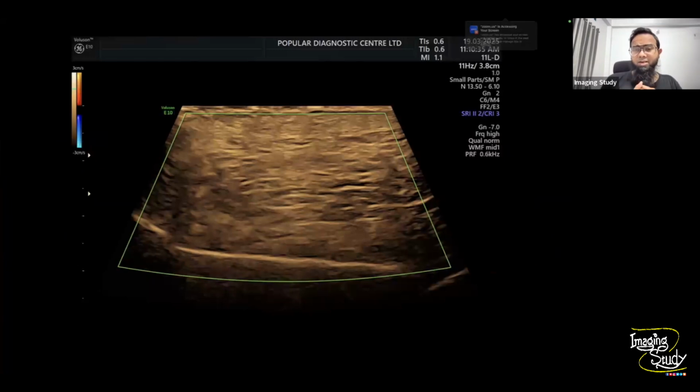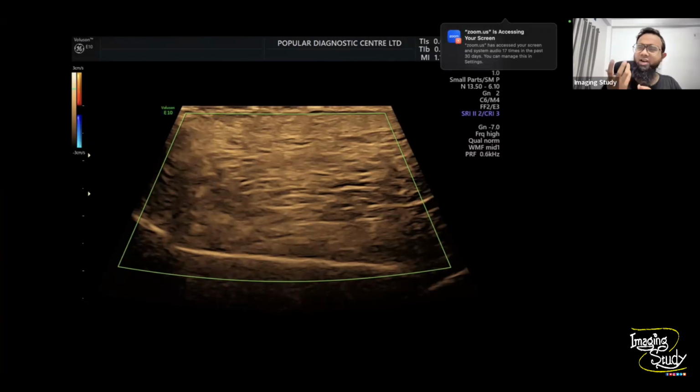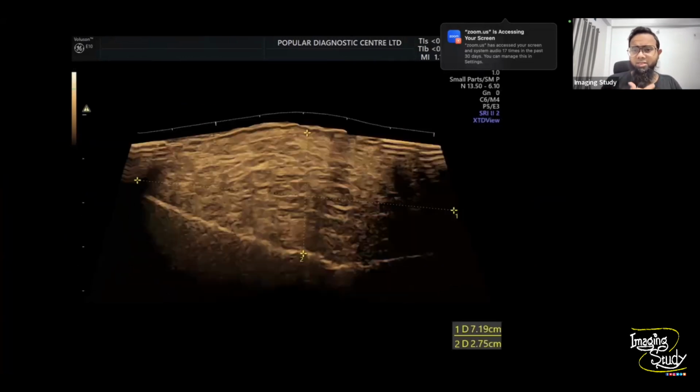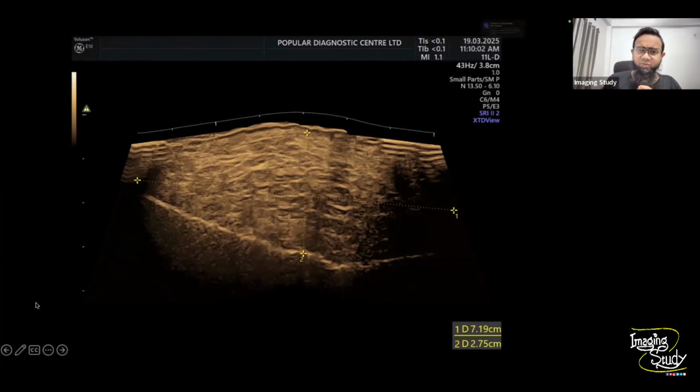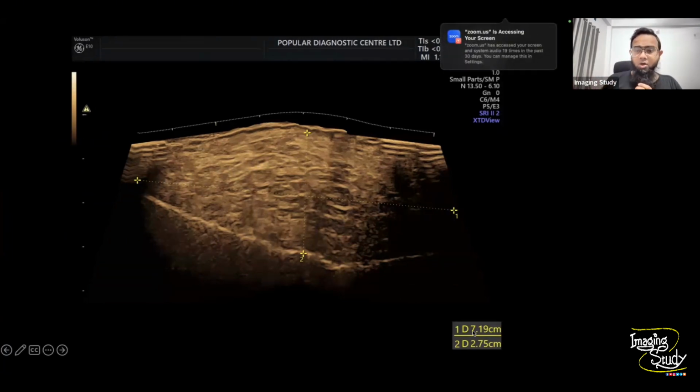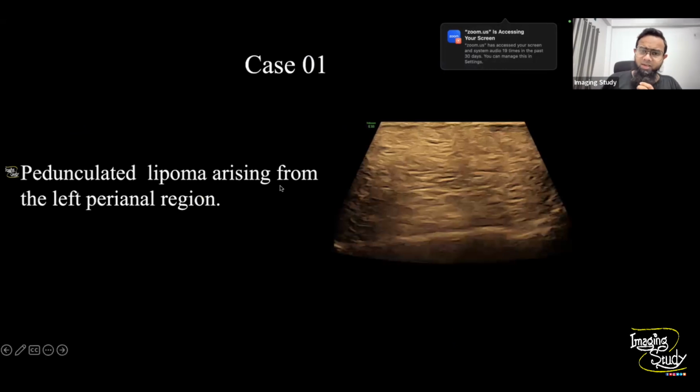We put some Doppler and there was no definite detectable vascularity. Obviously, the lesion should have some vascularity, but it is very minimal and insignificant, so we don't care about that. And obviously, this is a case of pedunculated lipoma. We tried to measure with the panoramic shot. We took a panoramic view, just swept the transducer over the lesion, and now you are getting this type of picture. It's around 7 centimeters. So it's quite big, 7 centimeters long and 2.5 centimeters in anteroposterior diameter or width. So this is a case of pedunculated lipoma arising from the left perianal region.